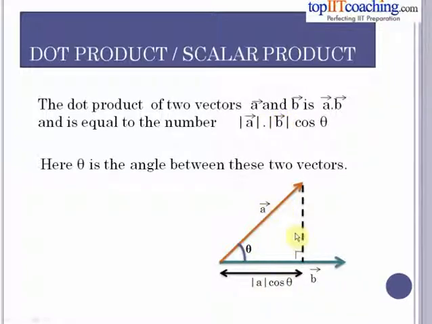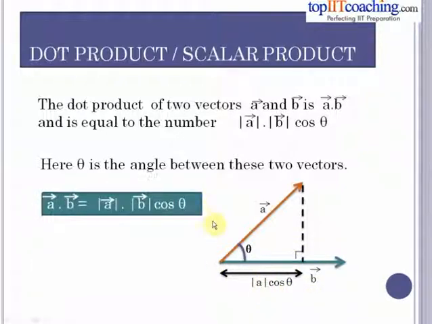Now if we closely look at this figure, this is a right angle triangle. This is the angle theta, this is 90 degrees. The length of this side is nothing but the magnitude of vector a, and so this side would be equal to modulus of vector a into cos of theta. Now a dot b is equal to modulus of vector a into modulus of vector b into cos of theta. Thus this is the dot product or the scalar product of two vectors.